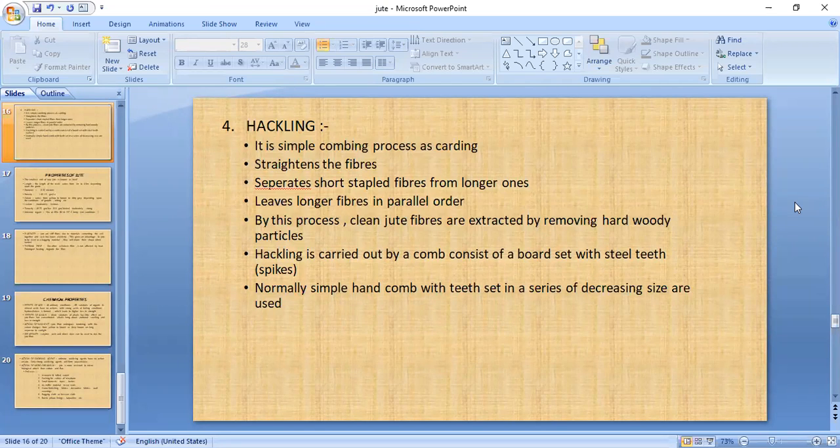Hackling is carried out by a comb consisting of a board set with steel teeth. For hackling, we use a comb-like structure which consists of a board which is set with steel teeth or spikes. So when we are moving this comb, this parallelization process or separation process of fibers is taking place, which is known as hackling. It can be compared with the carding process in spinning which we are using for spun fibers. Normally, a simple hand comb with teeth set in a series of decreasing sizes is used.